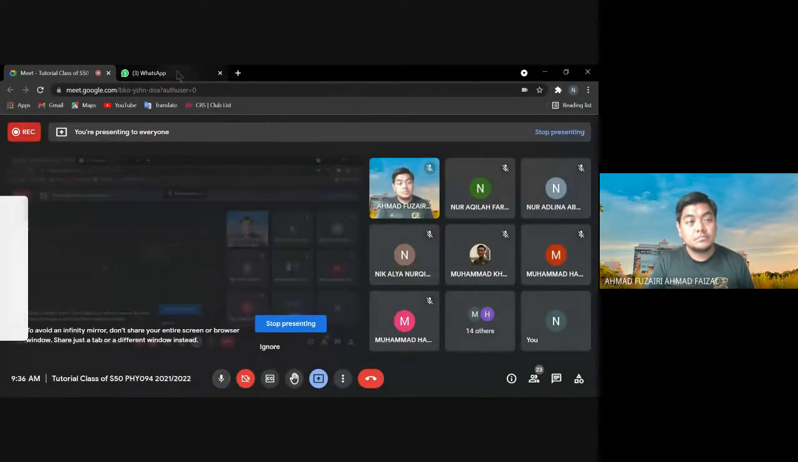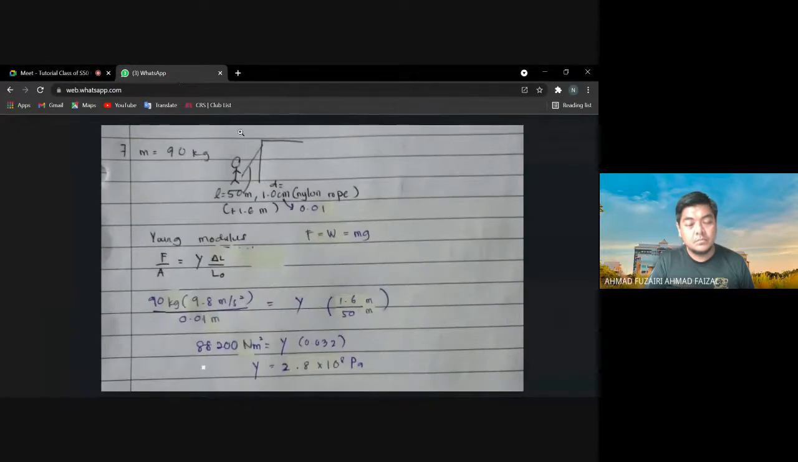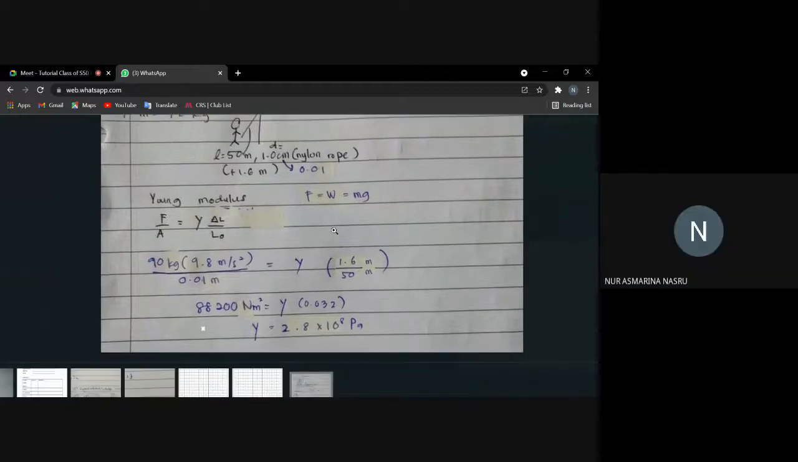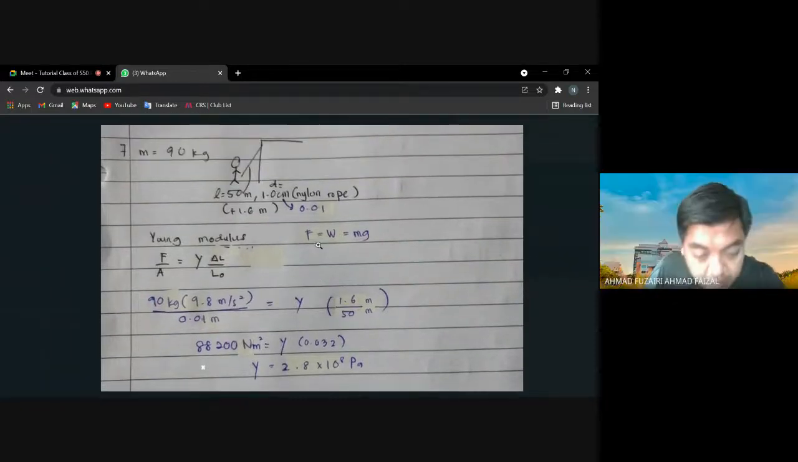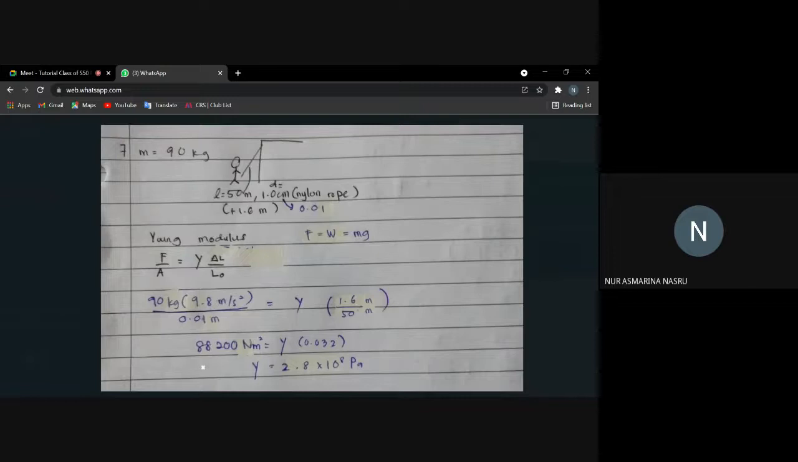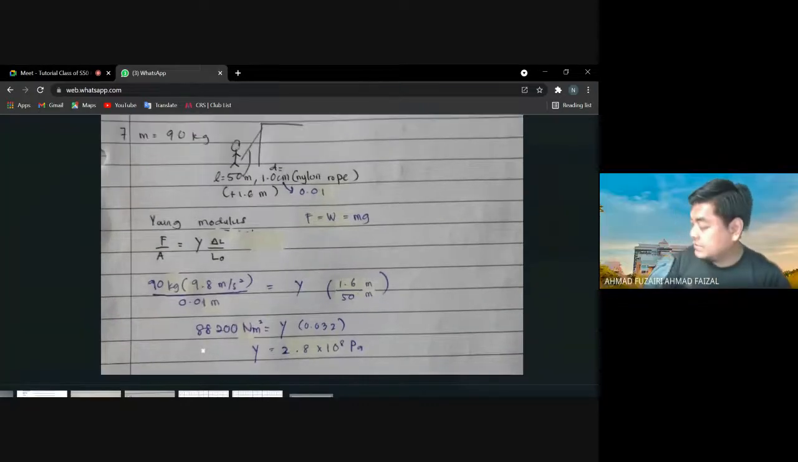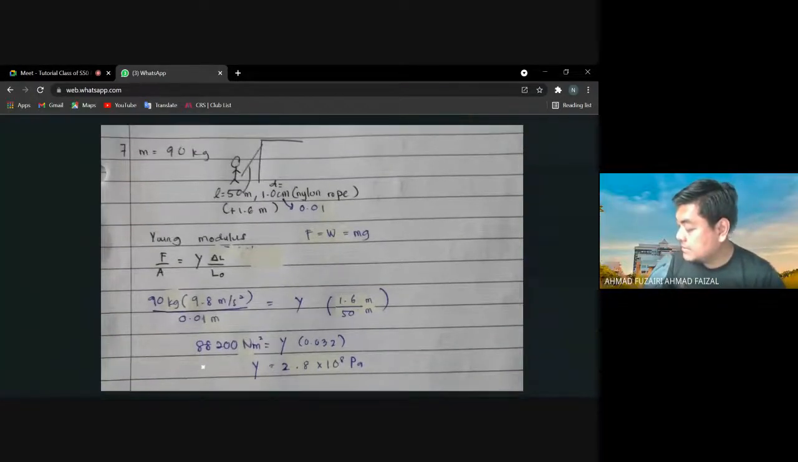Boleh nampak ke? Hello? Boleh nampak ke? Nampak? Silakan. Ini saya tak pasti, saya rasa saya ada salah buat. Kenapa? Oh, okay. Tak apa. Cuba tengok dulu apa yang kamu salah buat.